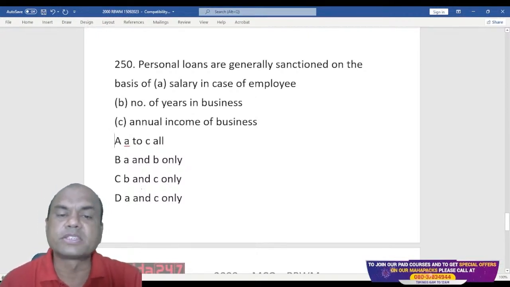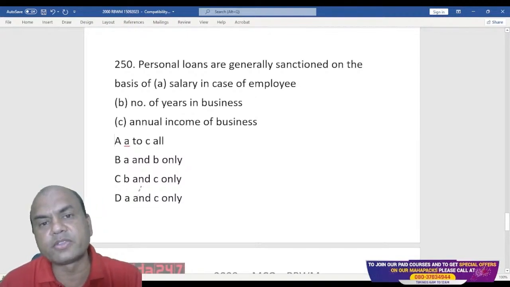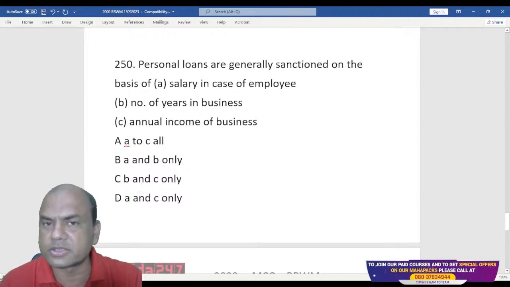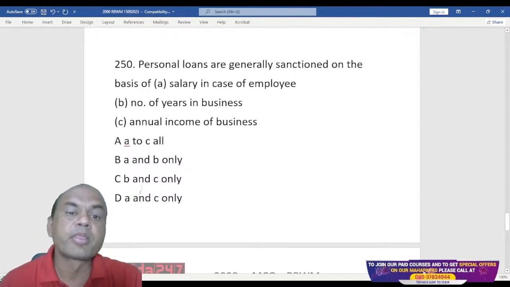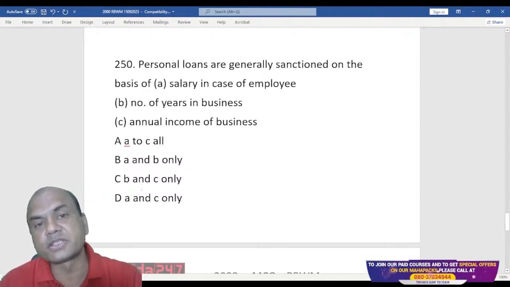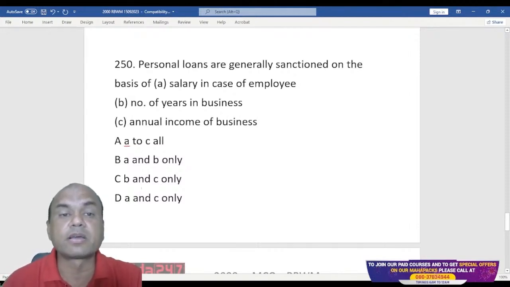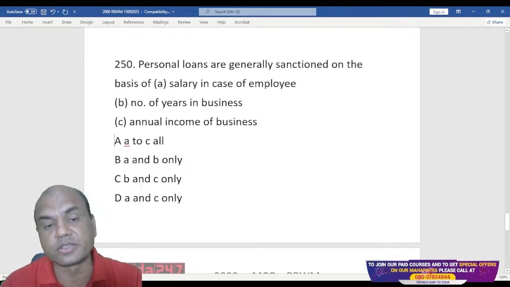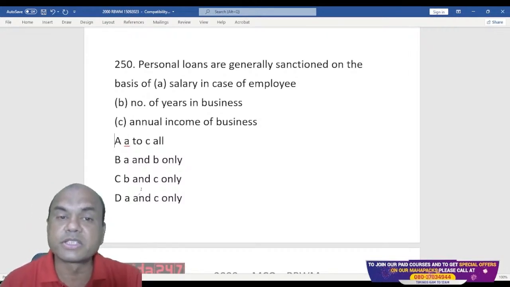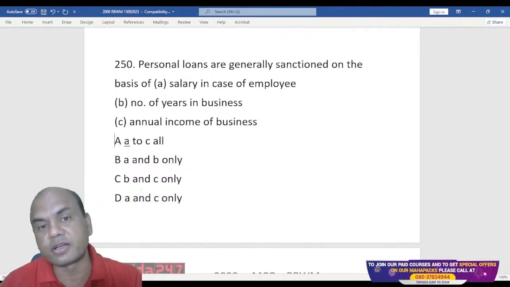For a salaried employee, it's very easy. Just see the salary slip, Form 16, and you'll get the details of that customer, right? But for a businessman, a business person, there's a problem. Why? Because the balance sheets have to be checked. You have to check the condition of the business. You have to check the place of the business. So personal loans to businessmen are always difficult.